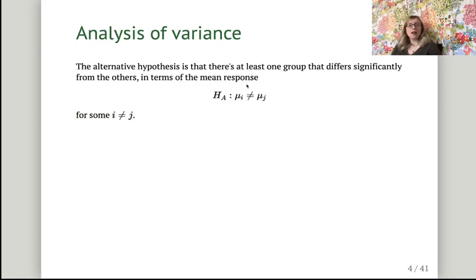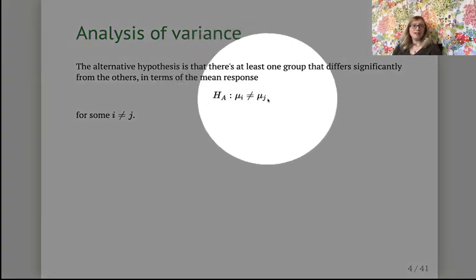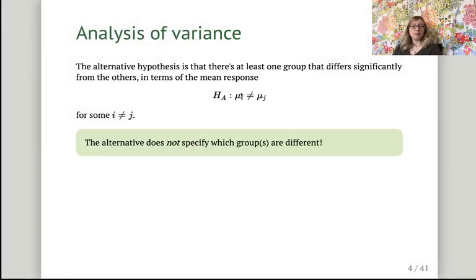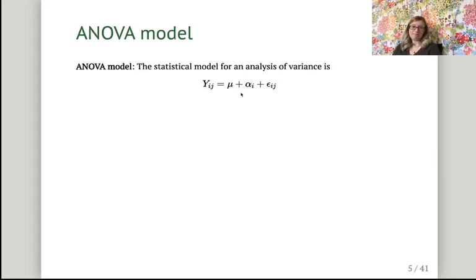Our alternative hypothesis is that there's at least one group that differs significantly from the others, again, based on the mean response. So for some i not equal to j, the mean of group i is not equal to the mean of group j. What this alternative doesn't tell us is which groups are different. So it's kind of like a chi-square test in that regard, in that we know that some groups are different, we just don't know which ones.